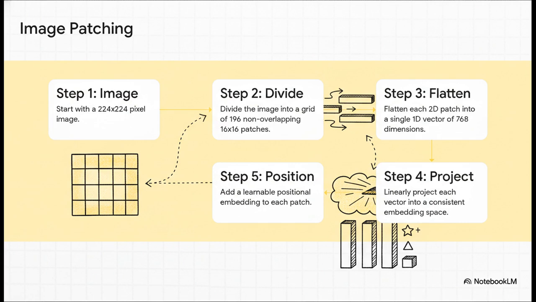Now here's the crucial move. Each of those little 2D squares gets flattened out into one long line of numbers, a vector. And just like that, you don't have a picture anymore. You have a sequence, a sentence of 196 visual words. But hang on, there's a big problem. The model has no idea where these patches came from. A piece of the sky from the top left looks the same as a piece of the ground from the bottom right. That's why the very last step is so important. You add what's called a positional embedding. It's like giving each patch its own little GPS coordinates so the model can rebuild the map in its head.